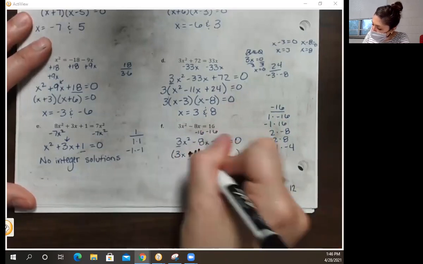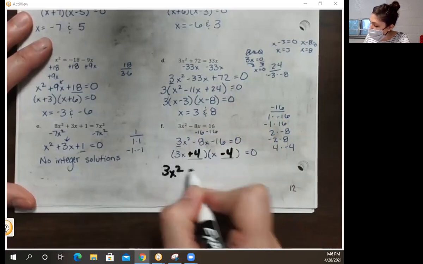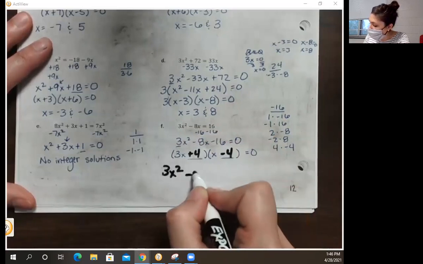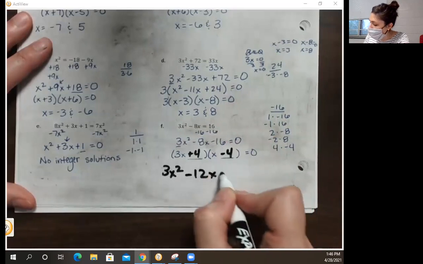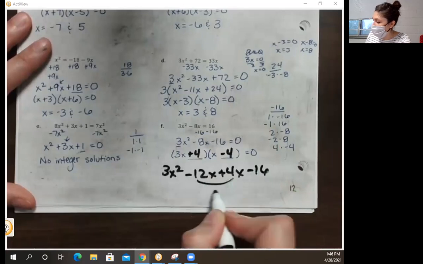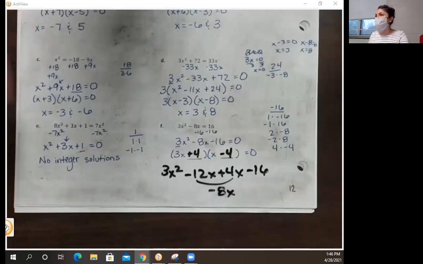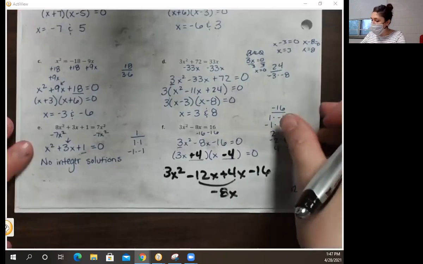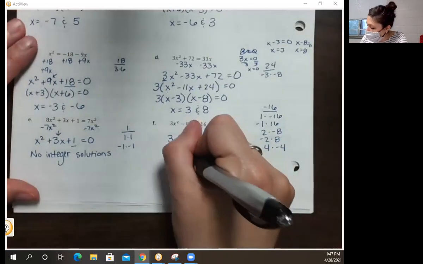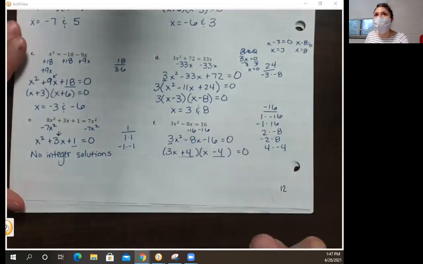Let's try plus here and minus here. That would give me 3x squared minus 12x plus 4x minus 16. That gives me negative 8x. That's the factored form I want to use here. Remember, guess and check is okay. Try something. If it doesn't work, try something else. So our factored form here would be 3x plus 4 times x minus 4.